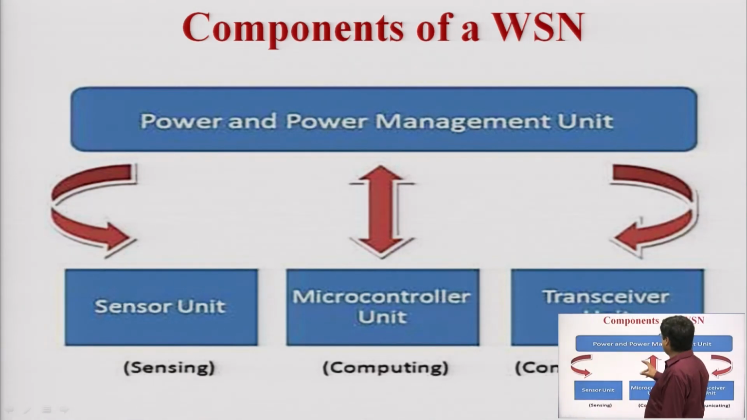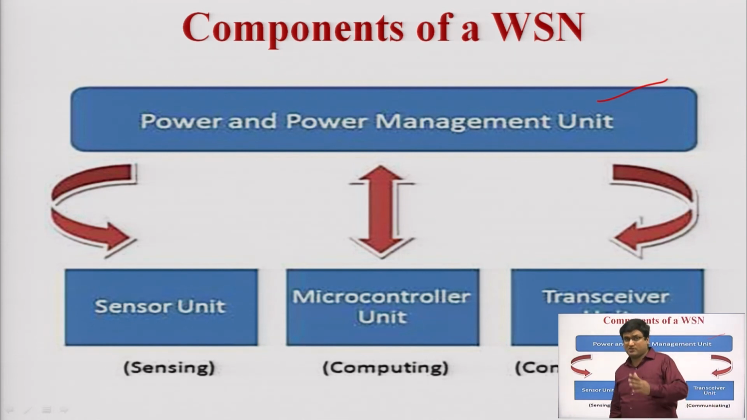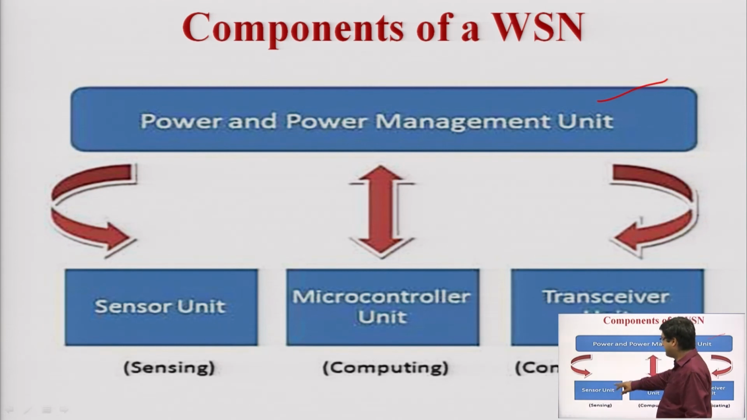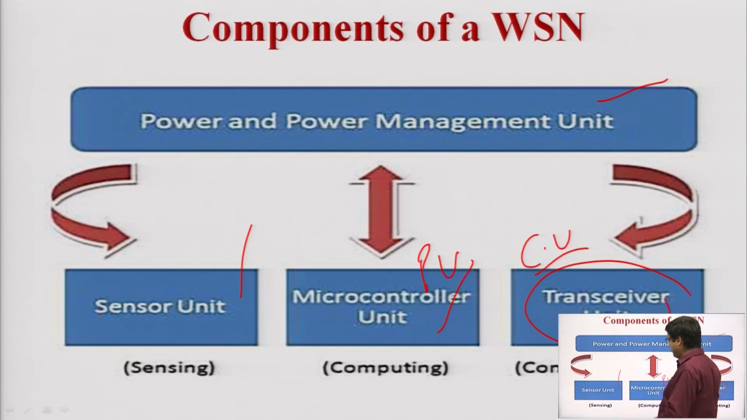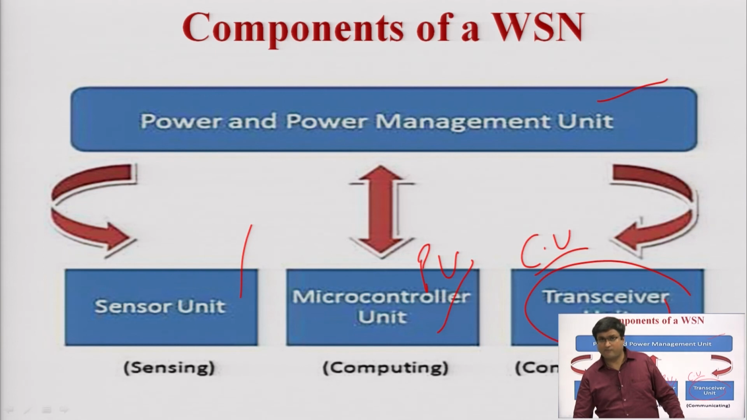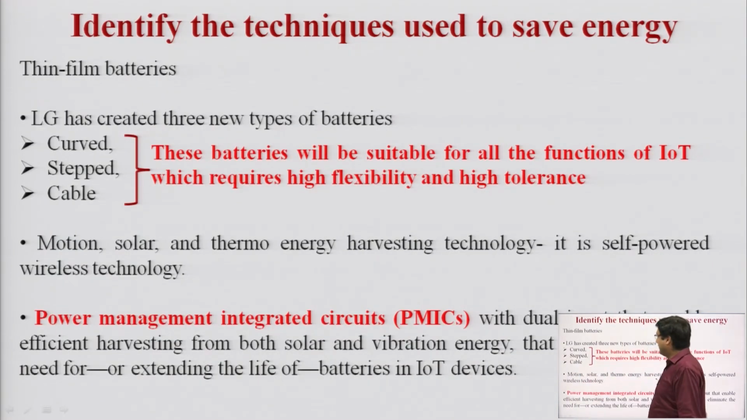So, the components of WSN include the power and power management unit. We need a power management unit to control how much power is supplied to the sensor nodes, because in our WSN system the sensor nodes should have a very low power supply. We have a sensor unit that is responsible for sensing the data from the environment, analog data. We have a microcontroller unit for processing purposes. It has a processing unit as well. We have a transceiver unit that is a communicating unit, because we need to connect wirelessly to the gateway and further pass information to other devices.